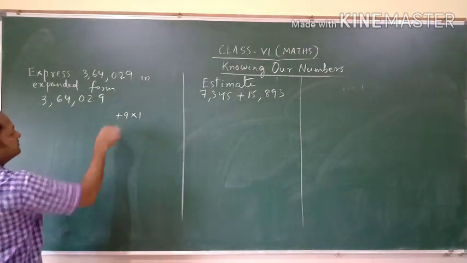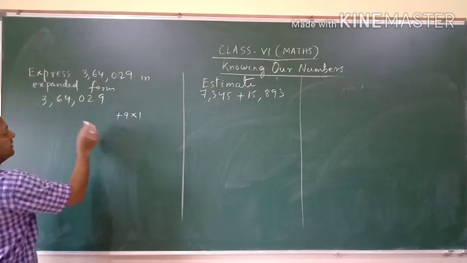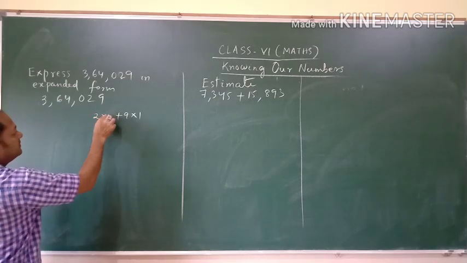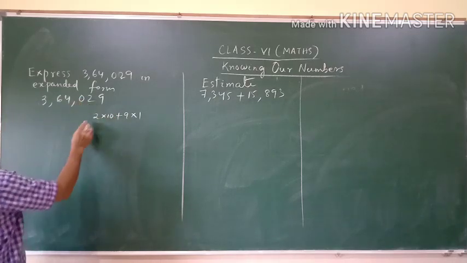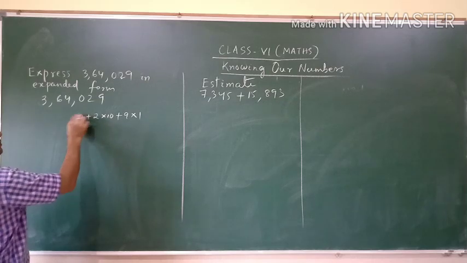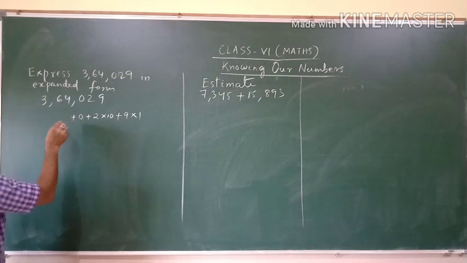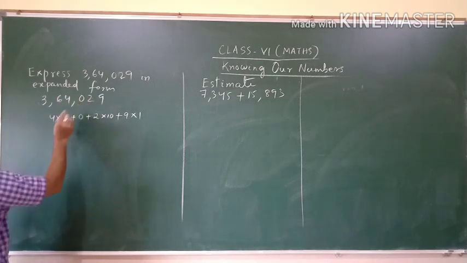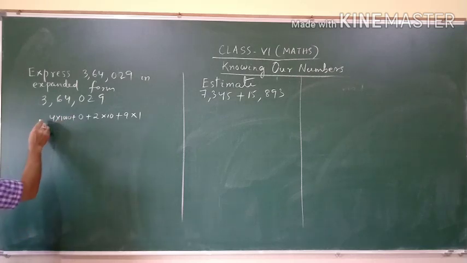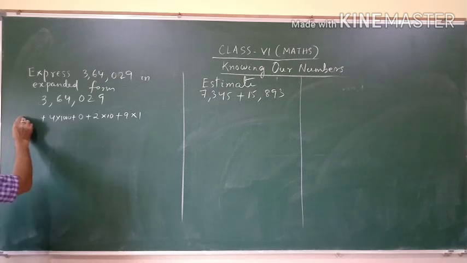Then plus the position of 2 is 10, so multiply 2 with 10. Then the position of 0 is 0. Then the position of the number 4: into how much? After 4, 1 2 3 0 are there, so 4 into 1,000. Then plus 6 into how much?